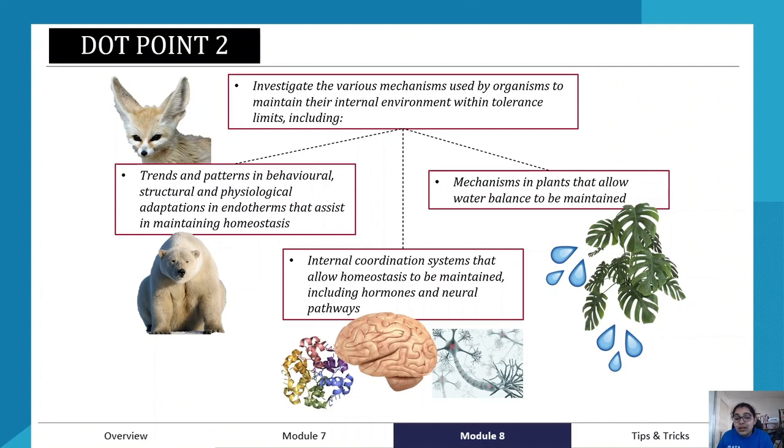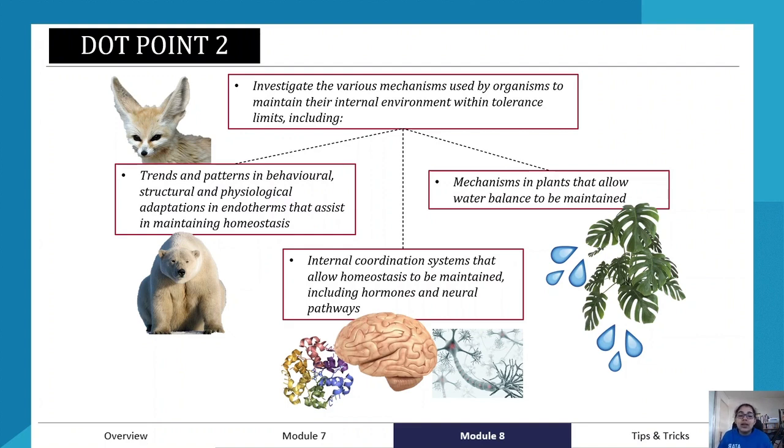The second part here, we want to look at the internal coordination systems that allow homeostasis to be maintained. This is where your central nervous system comes into place. The nervous system constituting of your central and peripheral nervous system. This is where that comes into play because through that the homeostasis is being maintained, hormones are being produced. There's a lot going on in the brain that is controlling the whole thing.